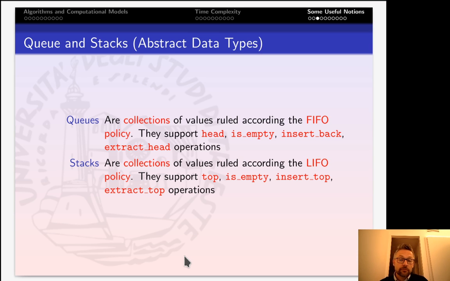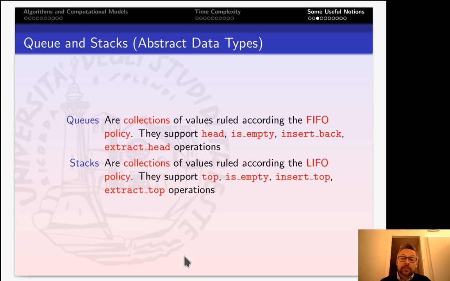Okay, so exactly as I said, as in the case in which you are waiting to enter a pub, or I don't know what kind of places you are used to. You are waiting for your turn, and once you are in front of the queue, you can enter. Okay.